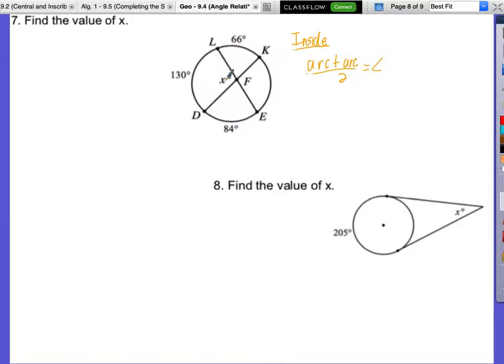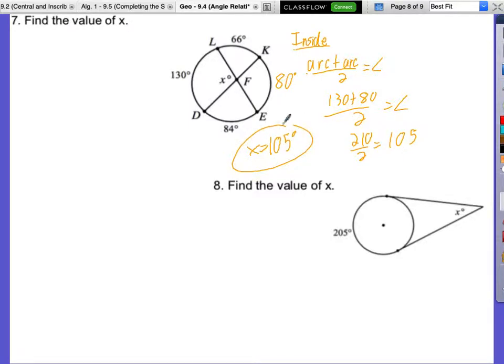Now here, do we know the two arcs for this x? No, we just know one of them. So could we find the other arc? Yes. What would it be? 80. How would we find that arc? 360 minus 130 minus 84. Yep. 360 minus these other three arcs, okay? So then you can take 130 plus 80 over 2 is equal to that angle. Then we end up getting 210 over 2. 105 degrees.